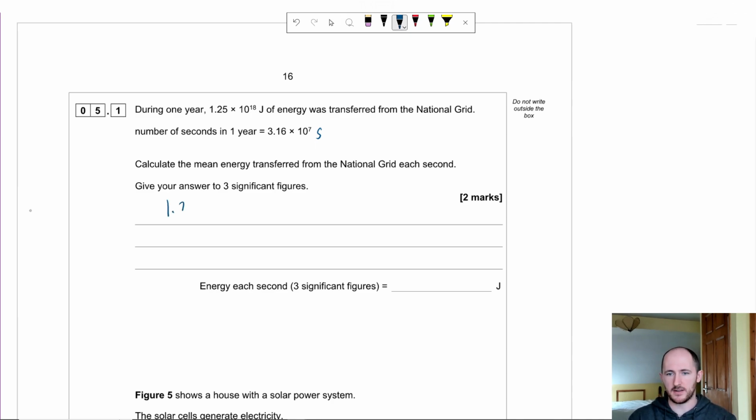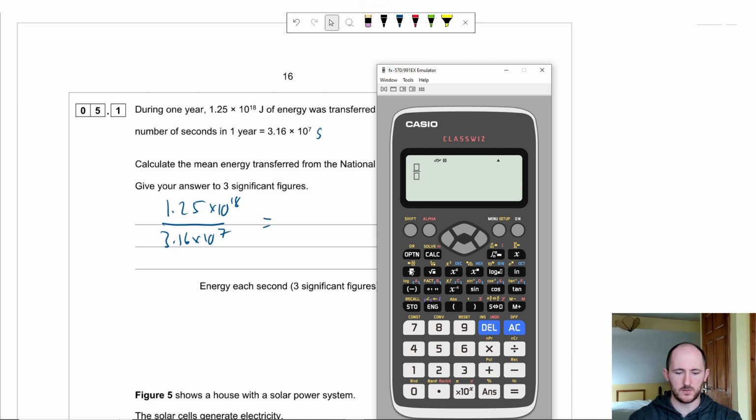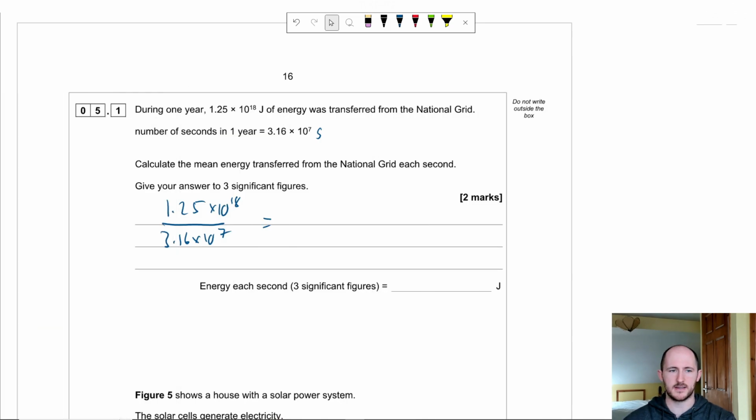So it's 1.25 times 10 to the 18 all over 3.16 times 10 to the 7. And once again, shove it on the magic calculator and you are basically done. So 1.25 multiplied by 10 to the power of 18 over 3.16 times 10 to the power of 7, to 3SF, will be 3.96 times 10 to the 10, which is, so basically we're using 39 billion joules of energy every single second, which is absolutely obscene, but it's also pretty funny.